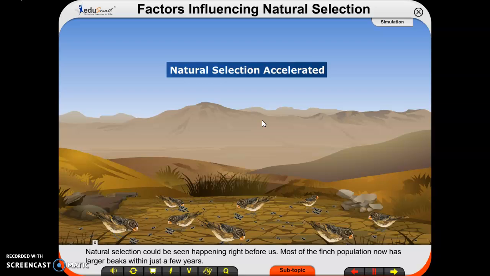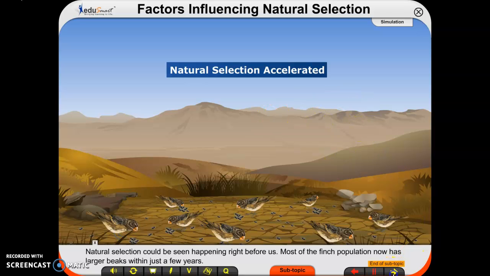And again, you need to remember that it does not happen if there are no variations in a species. If there's no differences, then natural selection cannot happen. So there has to be diversity. There have to be variations in the population in order for natural selection and evolution to happen.